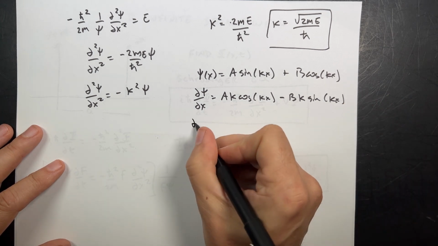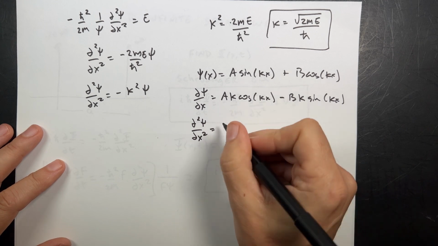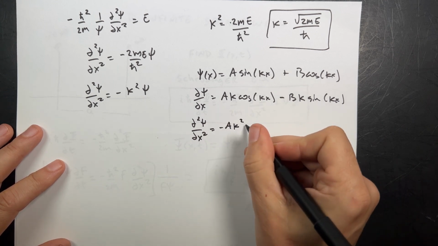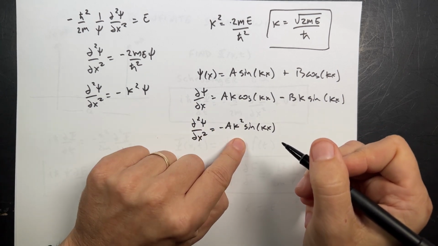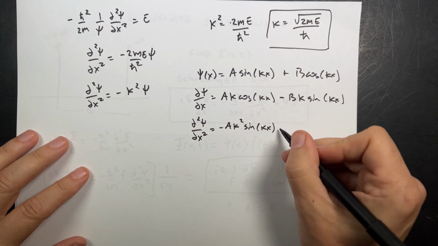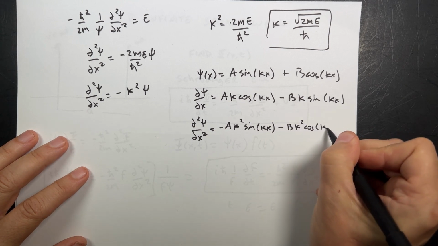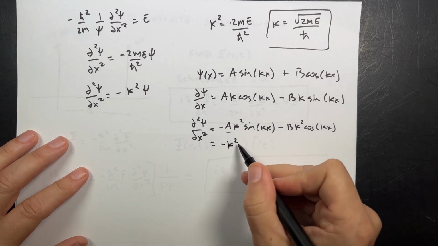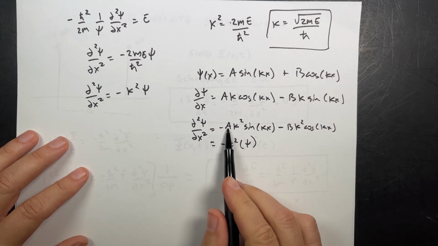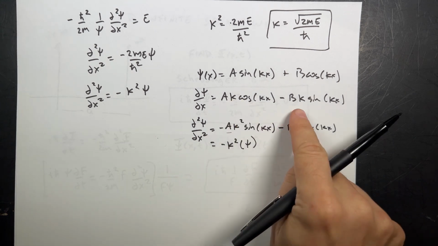Now I take the derivative again, the second partial of that with respect to x. Here I have negative a k squared sine kx, right? Because the derivative of cosine is negative sine, and the derivative of sine is cosine, so I get negative b k squared cosine kx. And this is negative k squared times psi, because psi was a sine kx plus b cosine kx. So it did work. Yay. But we don't know a and we don't know b.